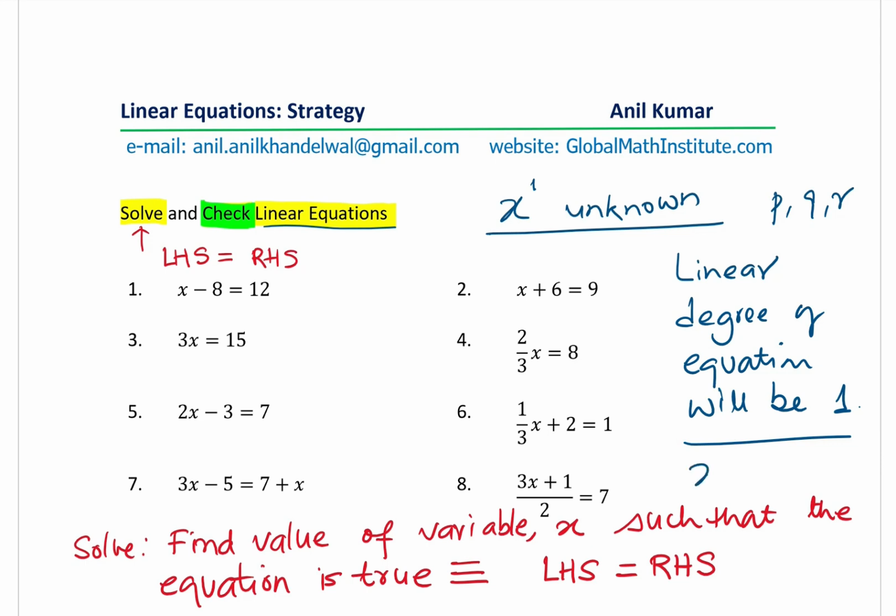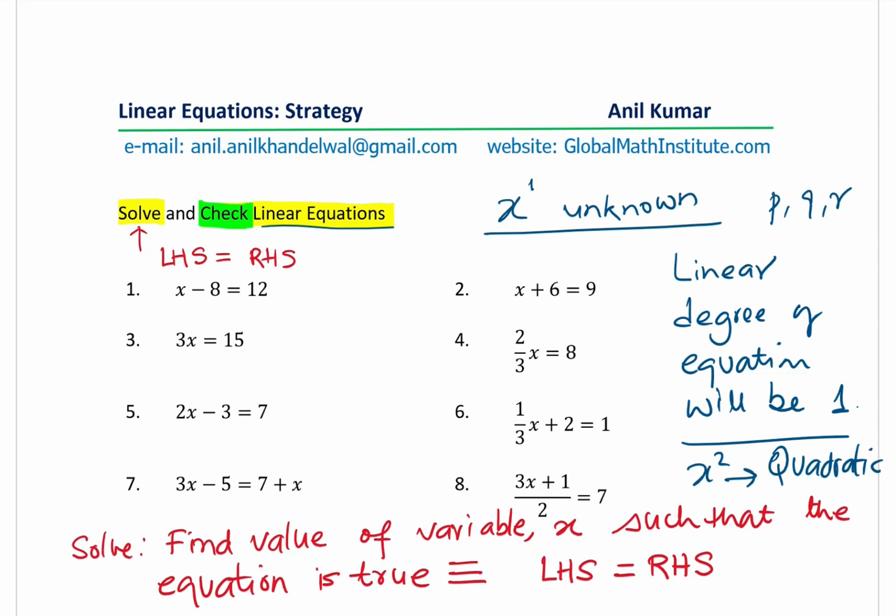If I have x square, it is called quadratic. Degree is 2. So that is to kind of differentiate between what is linear and what is non-linear. So x square will be non-linear, right? So linear is x, and if I say non-linear, it will be x to the power of n, right? Where n is not equal to 1. Correct? So that is how we could actually define linear and non-linear.